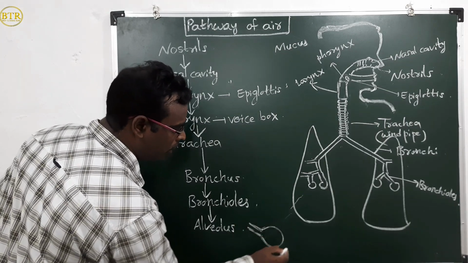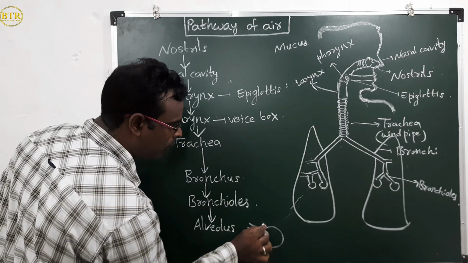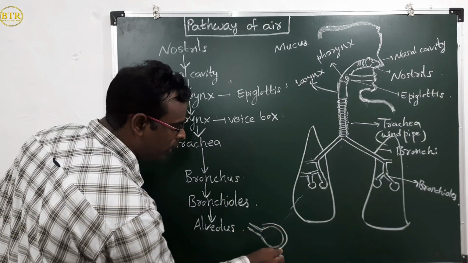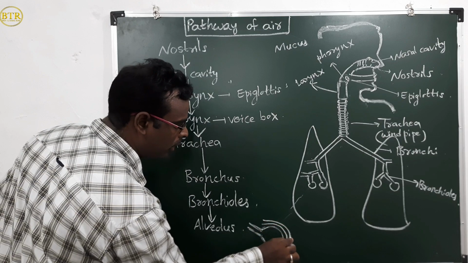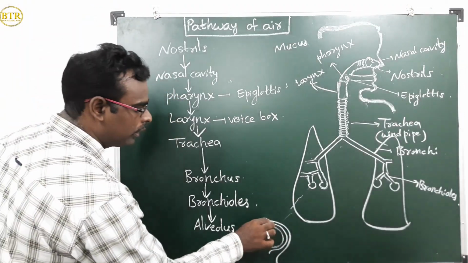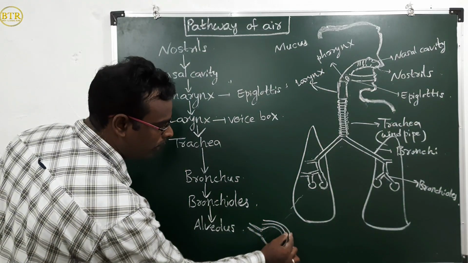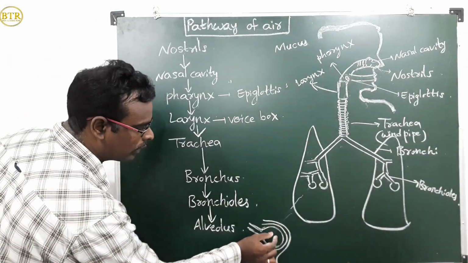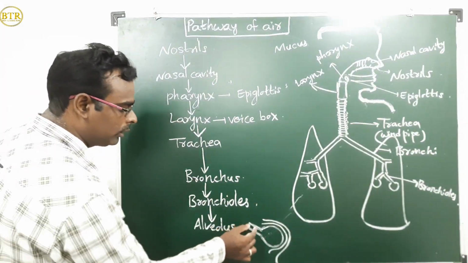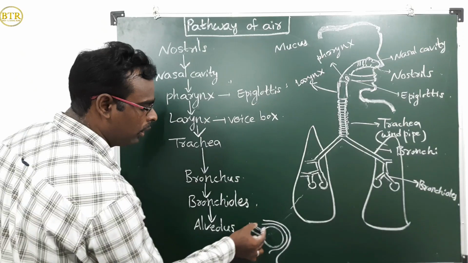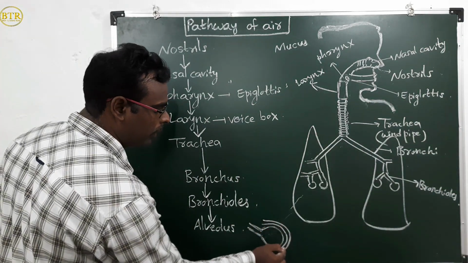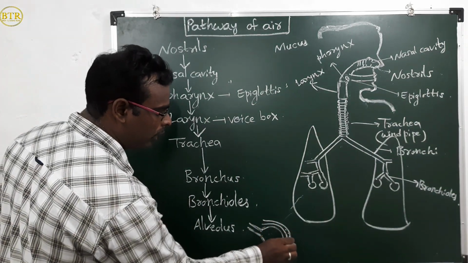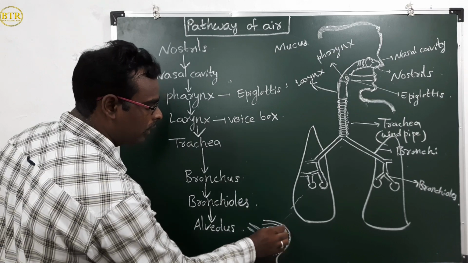And near to the alveoli, surrounding the alveoli, a small blood vessel is present. This is called a blood capillary. This is the blood capillary, this is the alveolus, and this is the bronchiole. Inside the blood capillary, what is present? Blood is present.